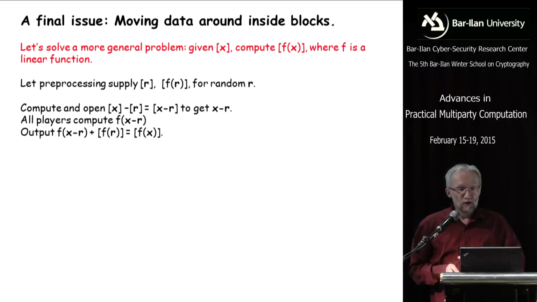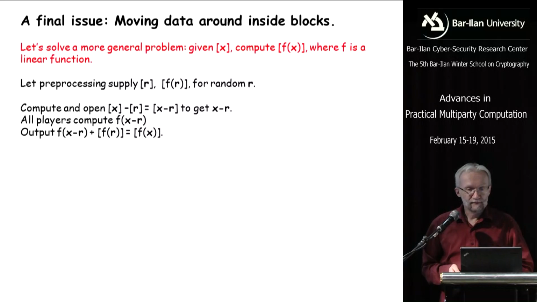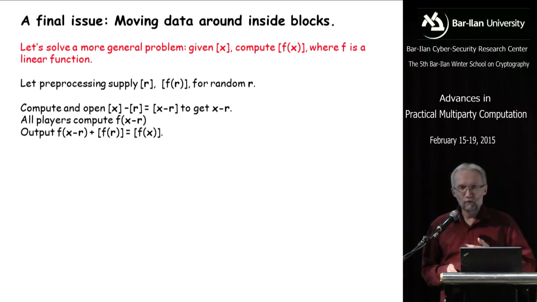Okay, so you compute and open x minus R. This will give you x minus R in the clear, which is fine because R is random. Then everybody computes f of x minus R. There's no protocol here because we just do it on plaintext values. And now you just output this public constant f of x minus R plus the box containing f of R. And of course, by linearity, this will give you f of x.